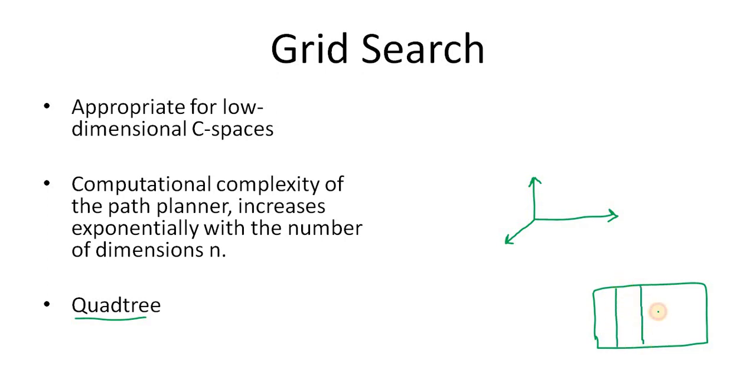1, 2, 3, 4, 1, and 2. So 1, 2, 3, 4, 5, 1, 2, 3. So it has 15 cells, okay? But we have, let's say, an obstacle here. This is the obstacle.